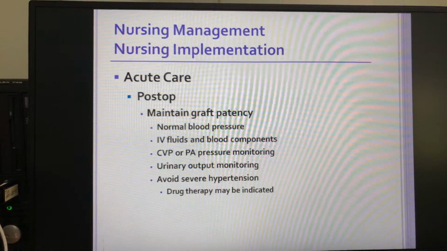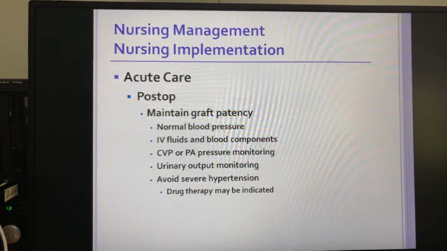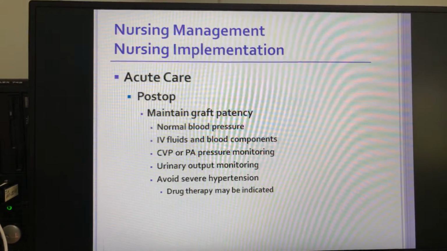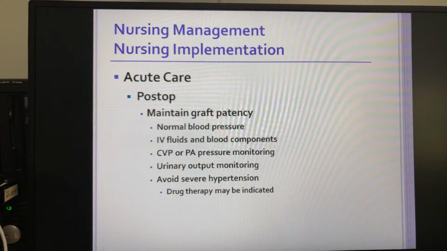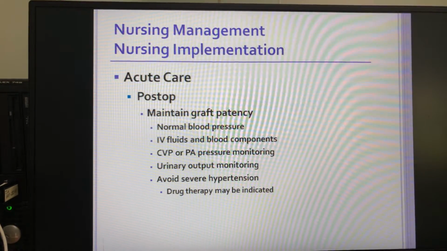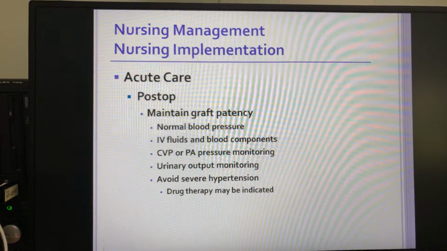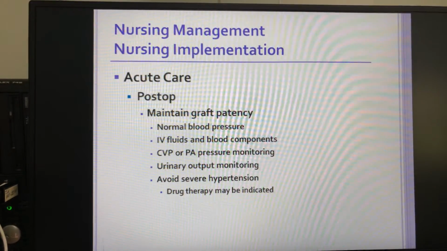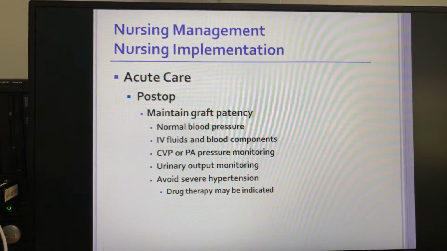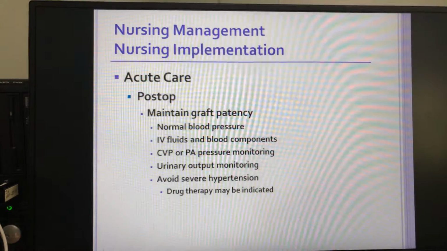An adequate blood pressure is important to maintain graft patency. Prolonged low blood pressure may result in graft thrombosis. We want to give drug therapy for severe hypertension, which consists of giving IV diuretics such as Lasix, and IV antihypertensive medications such as nitroprusside, which is Nipride.